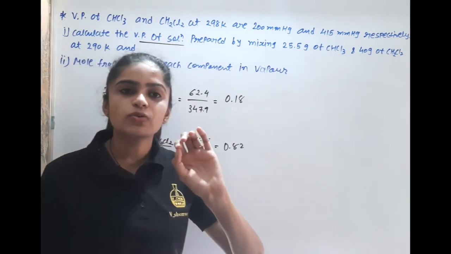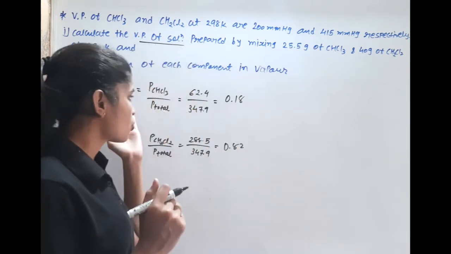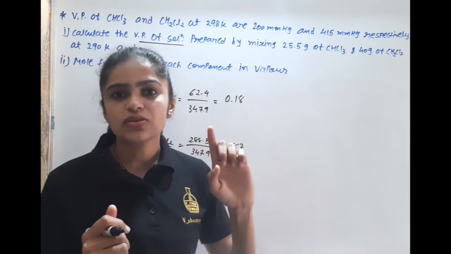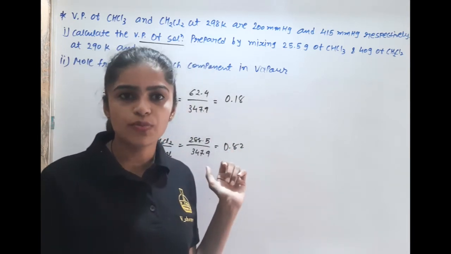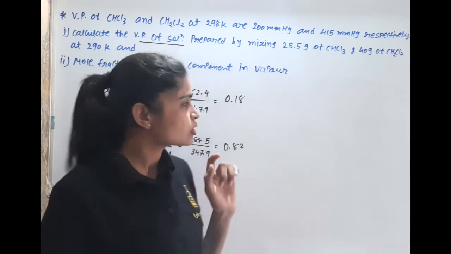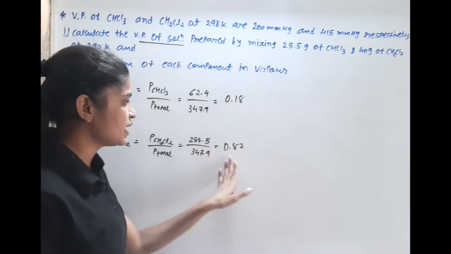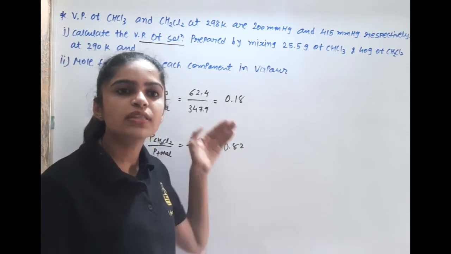We know that we find out the mole fraction in vapor. So the mole fraction in vapor for the chloroform is equal to the partial pressure of the chloroform divided by the total pressure. In the same way for the dichloromethane, partial pressure of the dichloromethane divided by P total. This gives 0.18 and 0.82. The vapor pressure of dichloromethane is more than the chloroform.